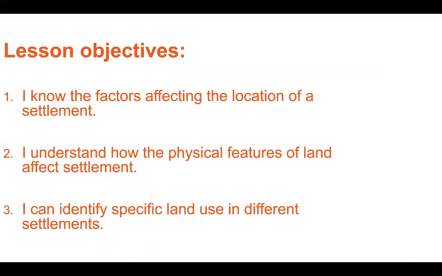Okay, so our learning objectives today are, number 1, to know what the factors are affecting the location of a settlement. Number 2 is to understand how physical features of land use affect settlement. And number 3, to identify specific land use in different settlements.